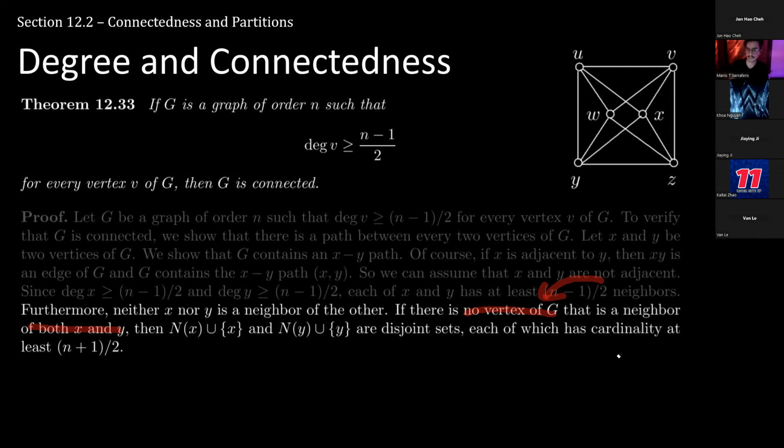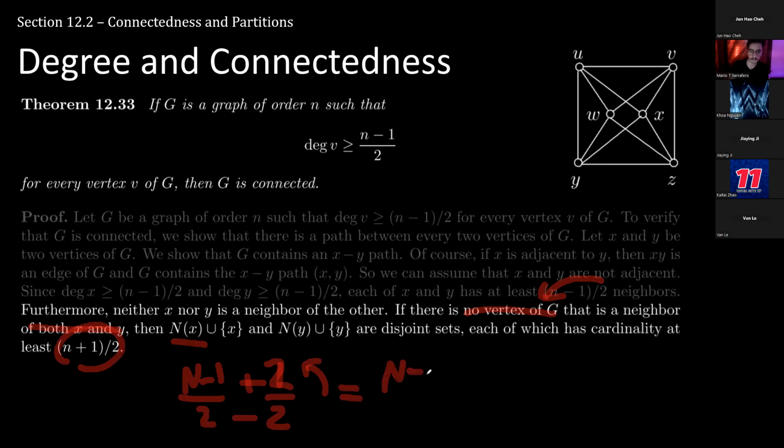And each of these sets has cardinality at least (n plus 1) over 2, because we know that the neighborhood has at least (n minus 1) over 2, and then you add 1, which means you add 2 over 2. Now you have the same denominator, so it's (n minus 1 plus 2) over 2. So that is (n plus 1) over 2.